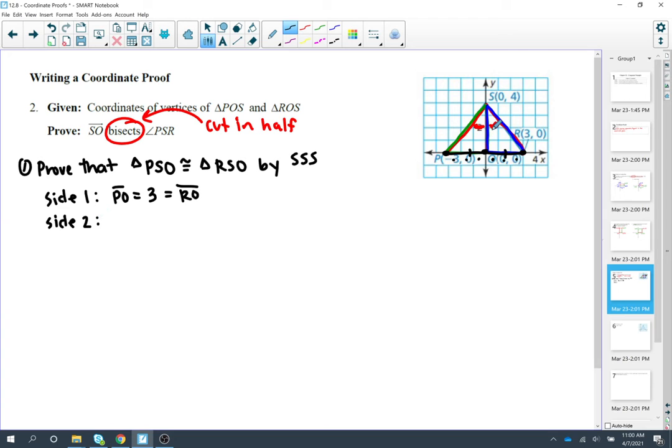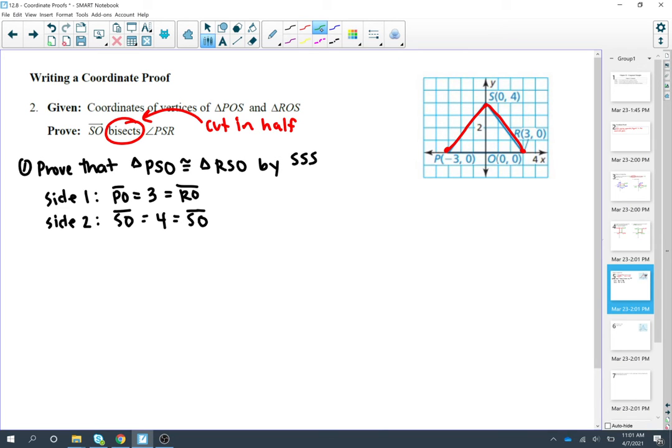Side 2, I'm going to do this one right here, which is in the middle, which is SO. So SO equals 1, 2, 3, 4, which is up here at 0, 4, which is also equal to SO, which we did using distance, but you could have also just used the reflexive property because SO is SO. Now, our last side is going to be a little bit more difficult because it's slanted. So we have to prove that PS is congruent to RS.